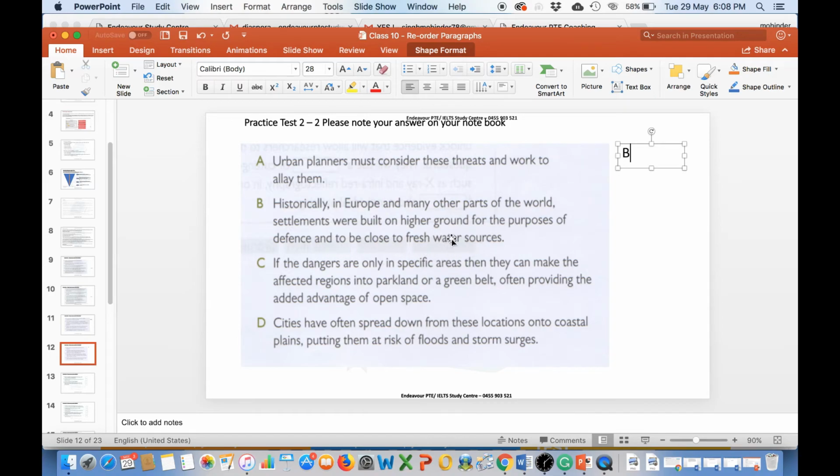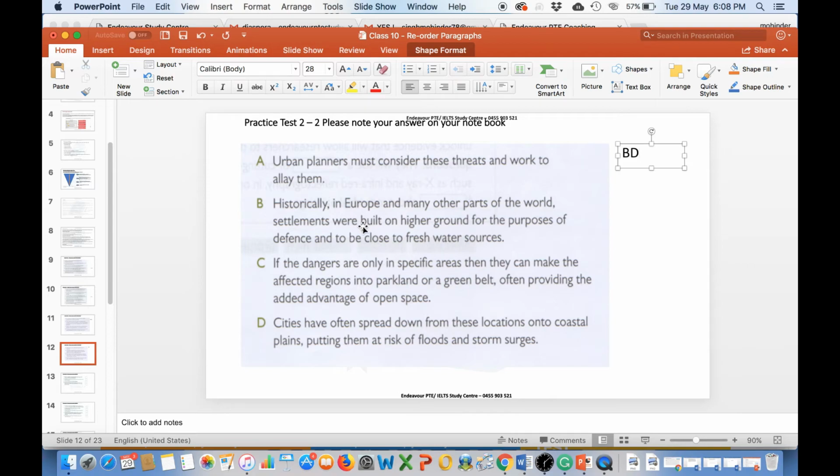So they're talking of freshwater sources and purpose. Now, cities have often spread down from these locations, so we need something to represent the locations. And what are the locations? They are referring to the higher grounds for the purpose of defense where settlements were built. These are the locations they are referring to. So the second one is D here. Yep. What is the third one?